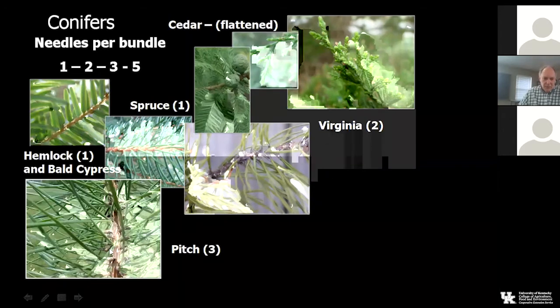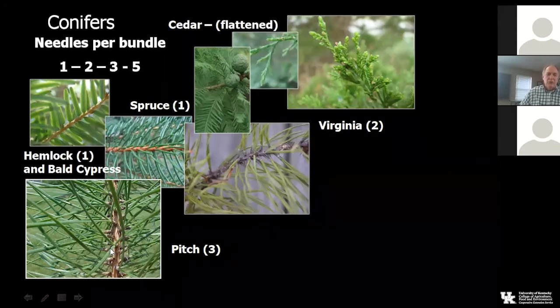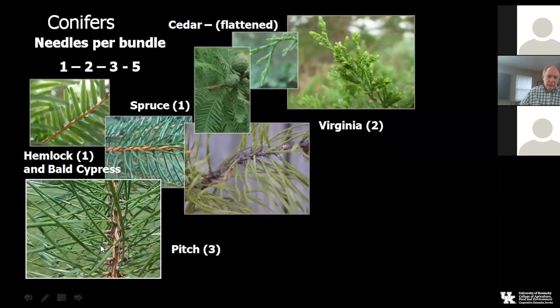Now here's the pitch pine. The pitch pine, many of you may not be familiar with it, but it's found on ridge tops. It usually grows where it's relatively dry. There's 3 needles, and they are relatively long, probably 3-4 inches long. Again, don't worry about taking notes on all this. It'll all come together here at the end for you as to how it works.